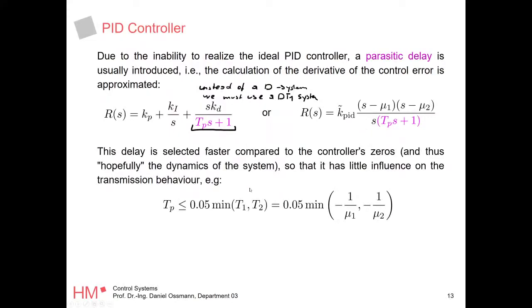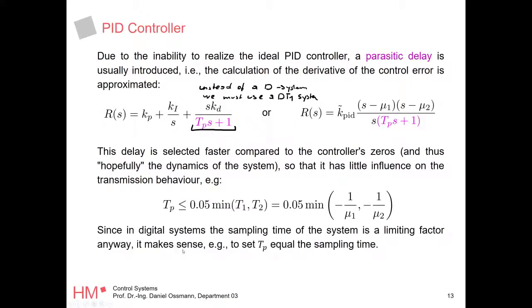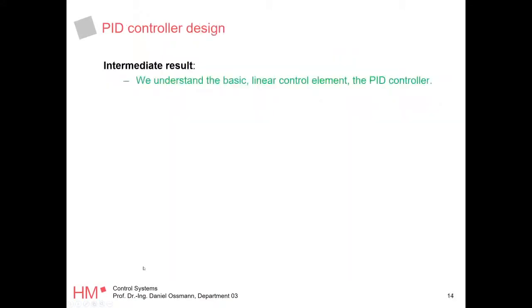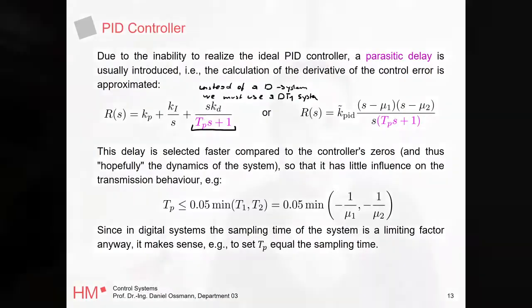So the idea is we are just selecting that so fast that it does not influence our system. And one rule of thumb, eine Daumenregel, is if you have a PID controller and you choose those two guys, you make that TP much faster than the time constants of these two zeros here, right? So 5% of these time constants, then you will end up with a system where this time constant does not have an influence.